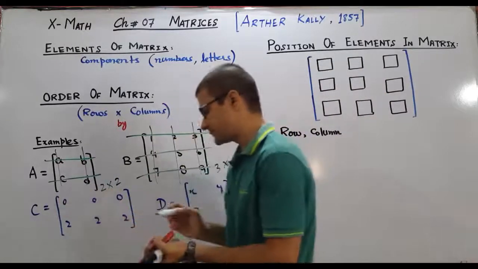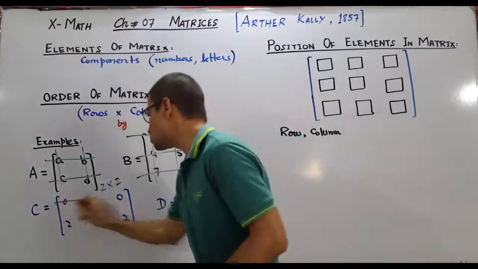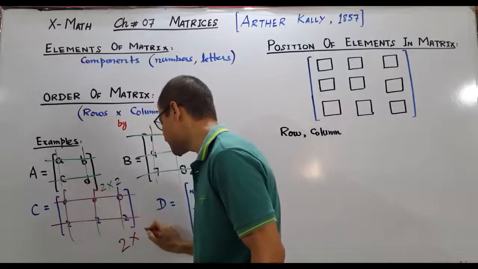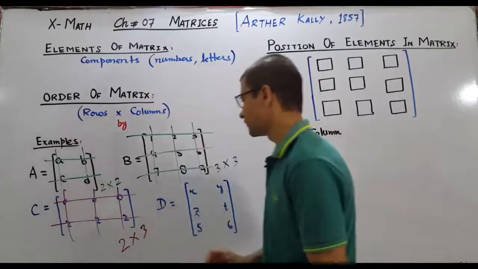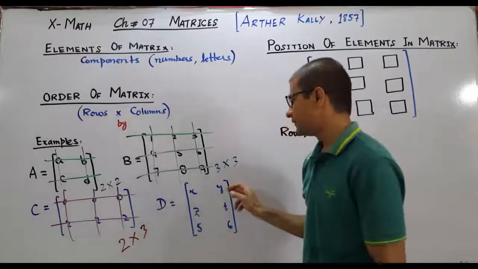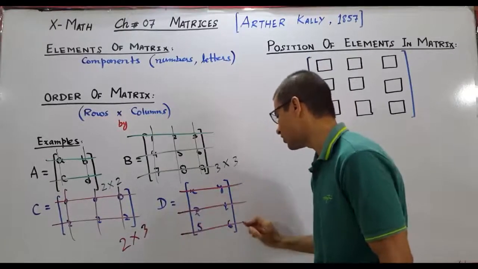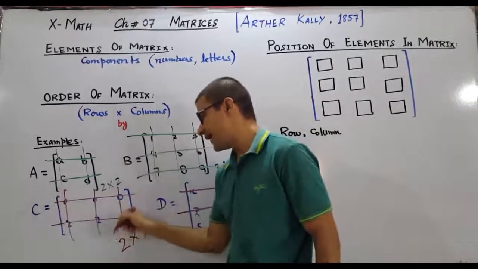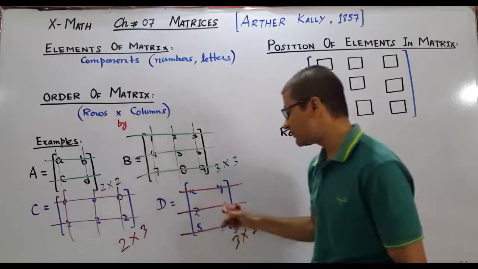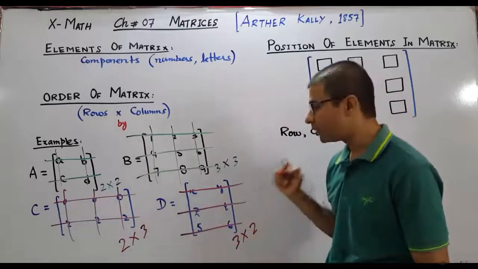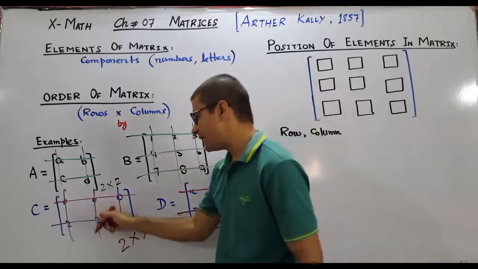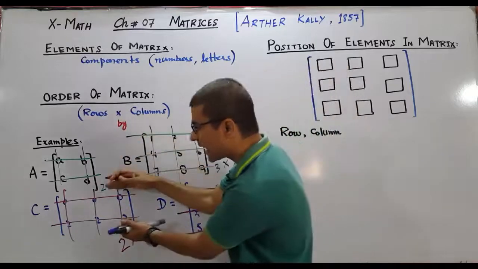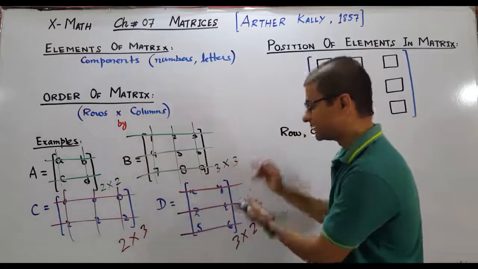What is the order of this matrix? This matrix contains 2 rows by 2 columns. Sorry, 3 columns. So order of this matrix is 2 by 3. This matrix contains 3 rows by 2 columns. This is another matrix of order 2 by 2. This is another matrix of order 3 by 3. Now you can observe the order of this matrix is 2 by 3 and the order of this matrix is 3 by 2. This is another type of matrix and this is other.